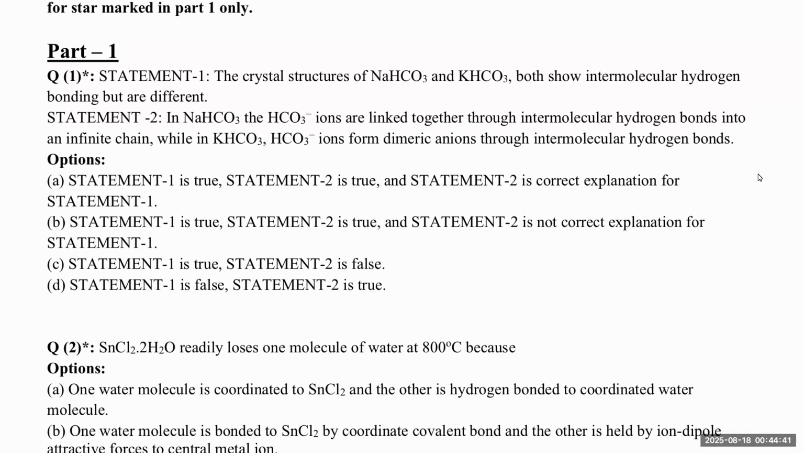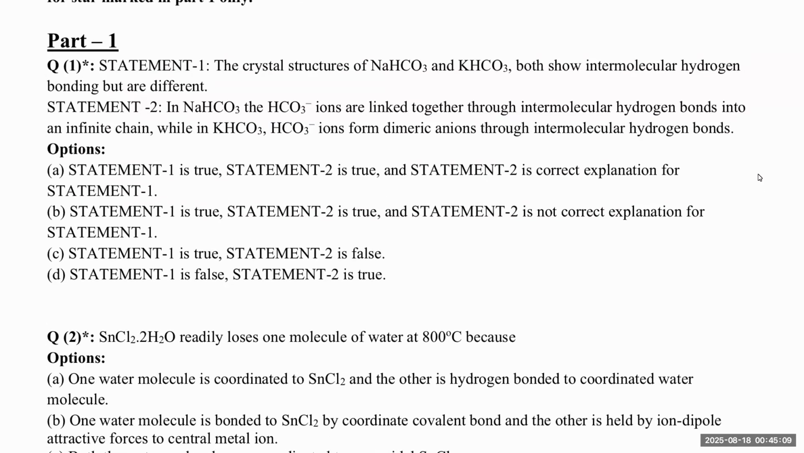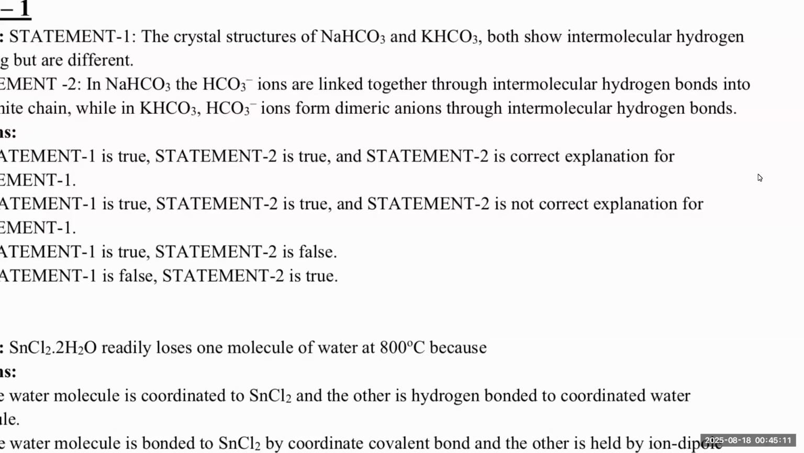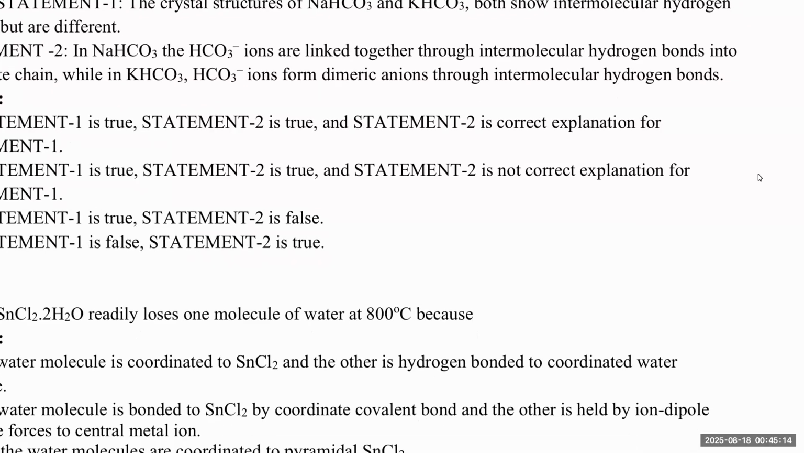See, first the statement goes this way. Statement one says the crystal structure of these two both show intermolecular hydrogen bonding, but are different. And the second statement shows that in this they are linked together by intermolecular hydrogen bonding into an infinite chain, while in the case of KHCO3 they are connected through a dimer. This is a correct explanation. The answer is actually both are correct, and both of them are correct explanations. How is it? I'll tell you.